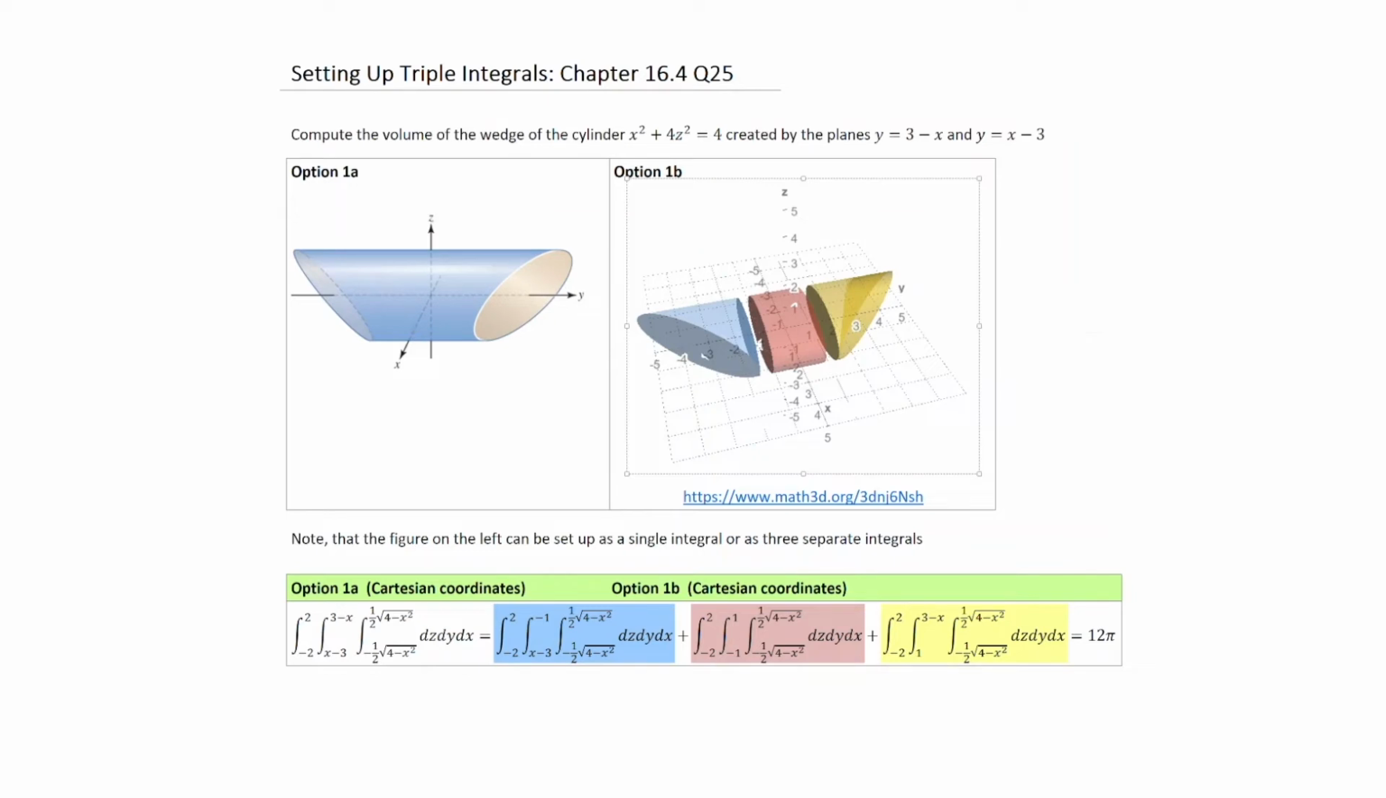All right, and then the planes y equals 3 minus x and y equals x minus 3. Well, this plane that you see here, in this slightly orange surface, is going to be y equals 3 minus x, whereas this plane that you see here, which just slices through the cylinder, would be y equals x minus 3. By the way, if you want to look at this in more detail, you can click on this interactive URL here, and you'll be able to play with this a little bit if you wish.